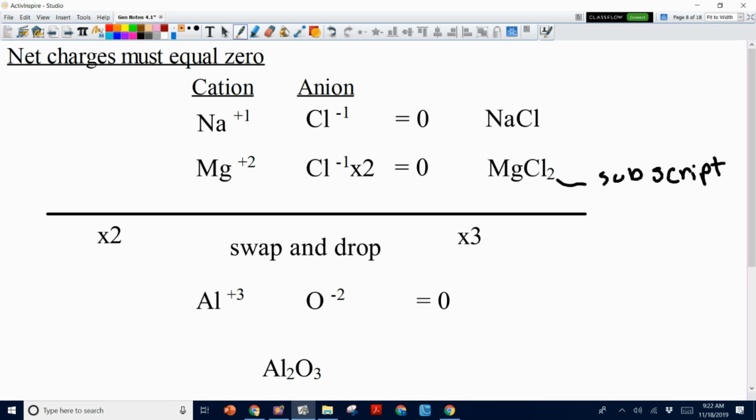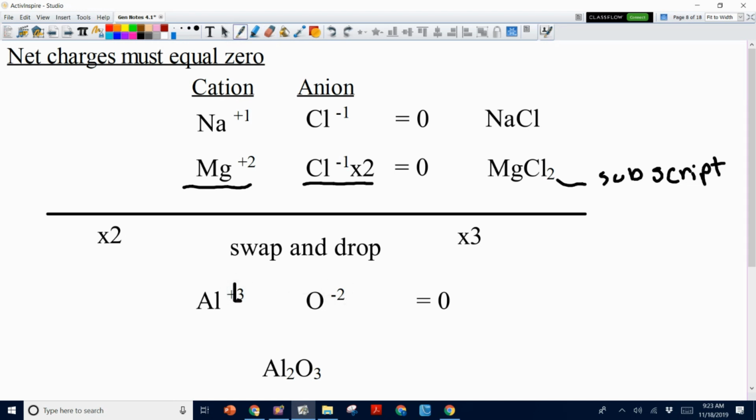Okay? And so that's pretty simple when you have things like this. But what if we had aluminum that has a +3 charge bonding with oxygen that has a -2 charge? So how can we make that come out to 0? Well, there's this technique called swap and drop, and it works every single time. And the way that works is, let me erase this here, you take just the number of the charge.